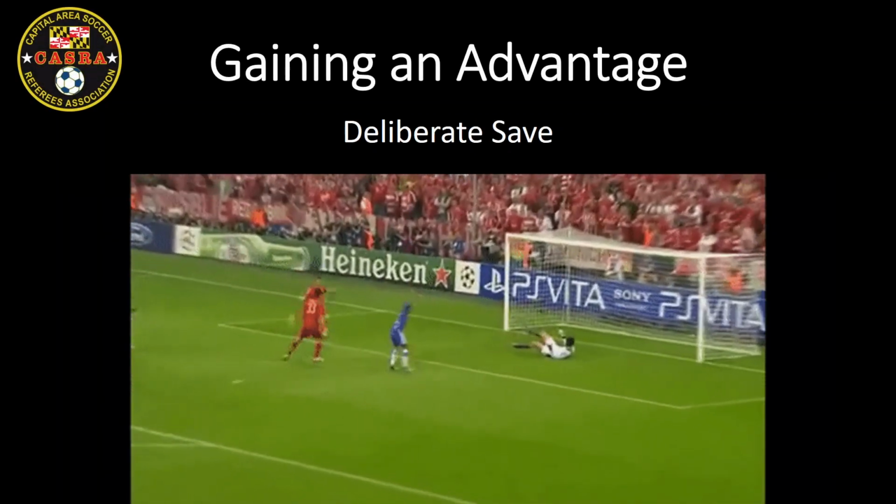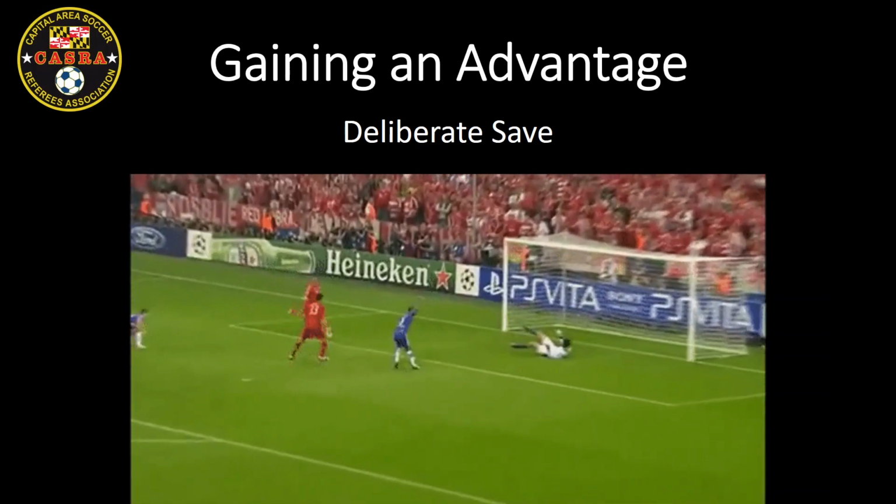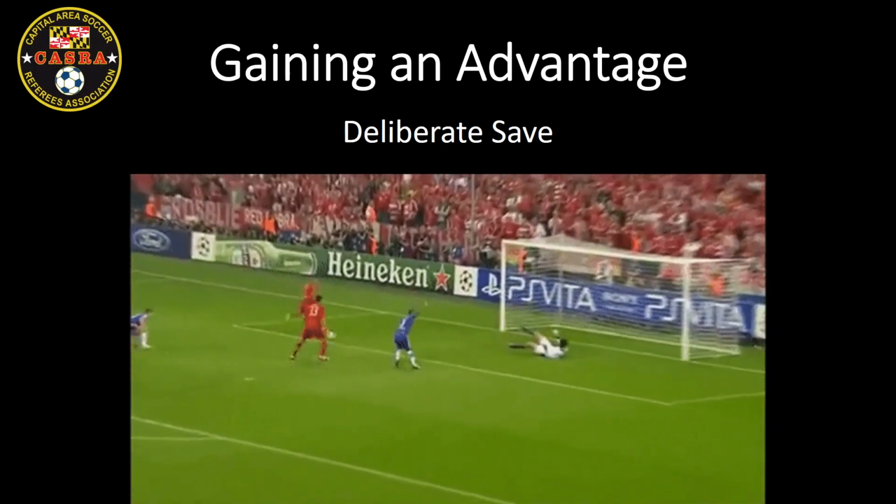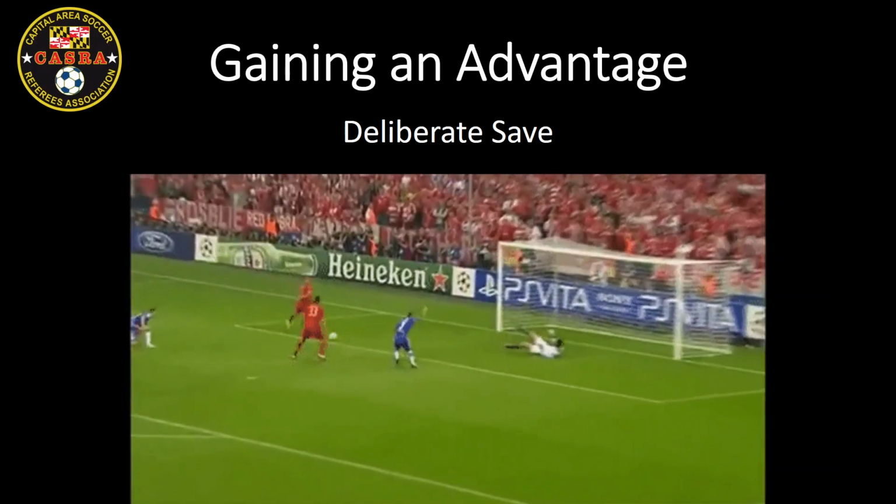Here we have gaining an advantage, deliberate save. Player in red shoots. Defender in blue makes a deliberate save on the ball. Player in red, who is offside when the shot was taken, gets an advantage off a deliberate save. This is offside, no goal.